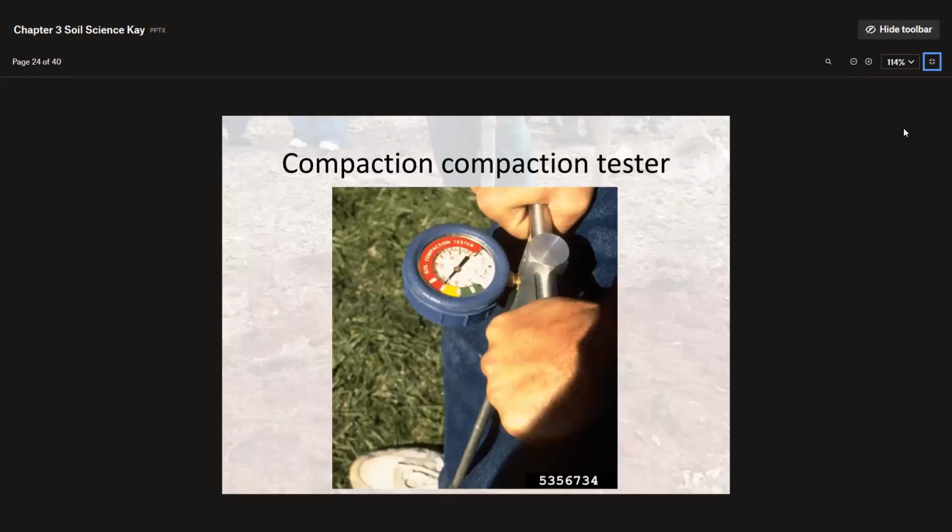Now, there's a thing that you can get a hold of. It's pretty cheap, called a compaction tester, right? So when the needle is in the red zone, that soil is compacted. You can't even push the probe down in through it. If it's starting to get compacted, it hits in that yellow zone. And if it's good, it goes right in and your needle stays in the green zone.